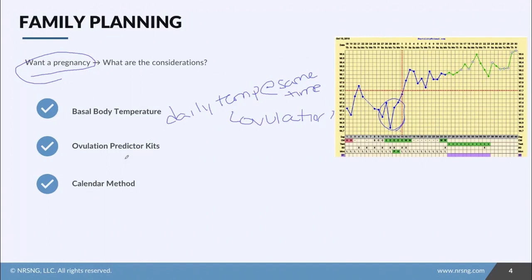Then there's ovulation predictor kits. These are just over the counter, and a patient will simply void on a little stick and it'll give them a happy face knowing that they have ovulated.